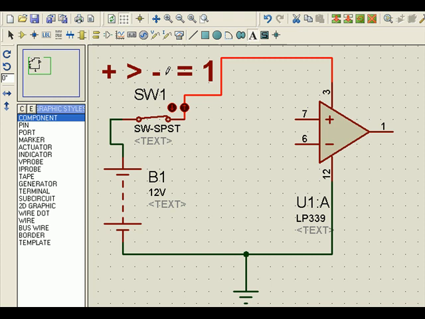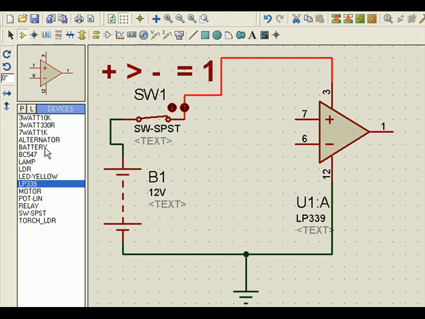What is a comparator? Let's say this is the non-inverting input and this is the inverting input, denoted by plus and minus. The rule for the comparator is that when plus is more than minus, output is equal to 1. 1 means the supply voltage. If the supply voltage is 12 volts, that means I have given 12 volts at pin number 3, then 1 in the output means 12 volts.